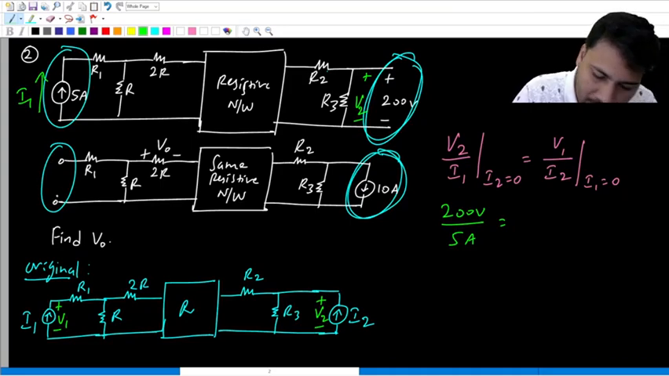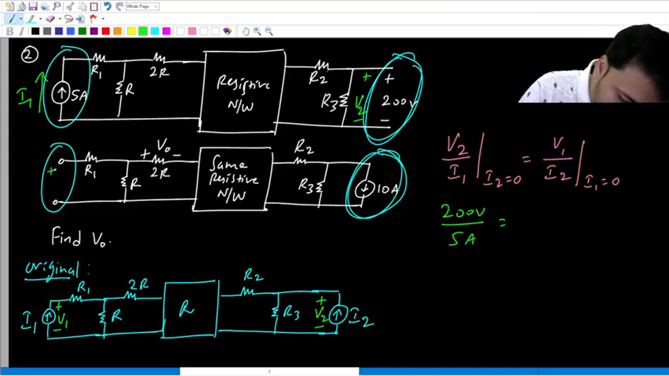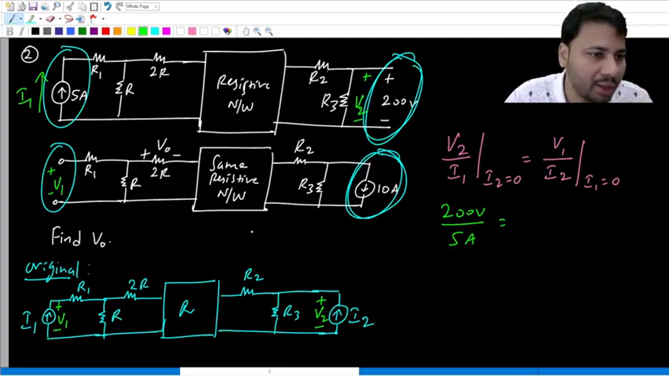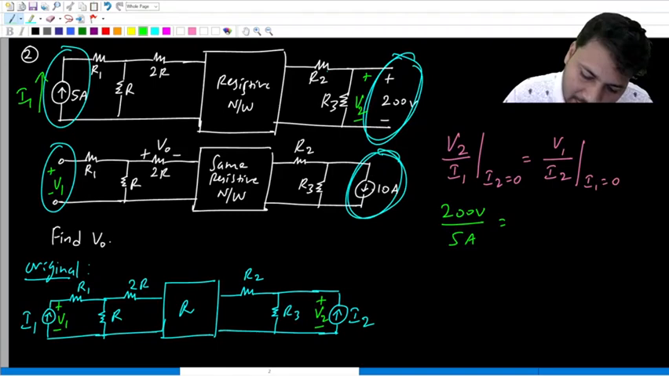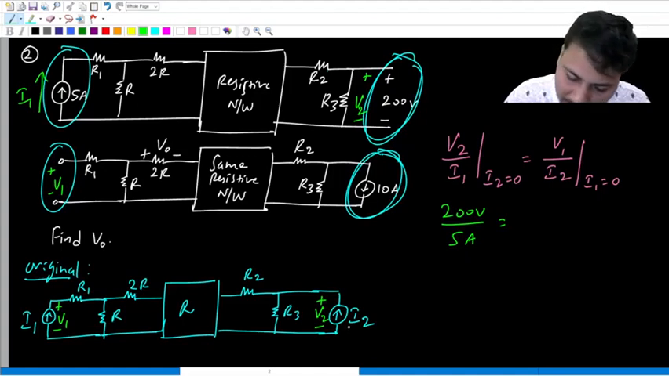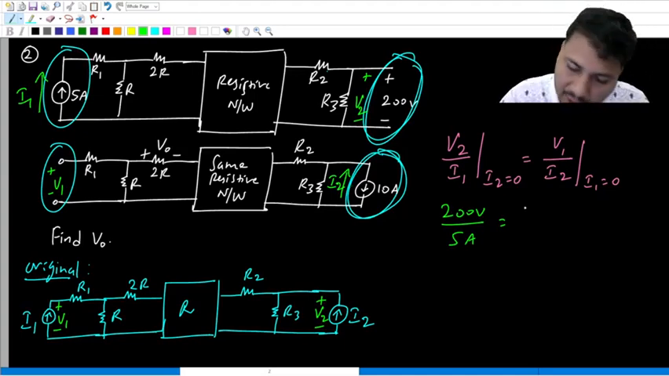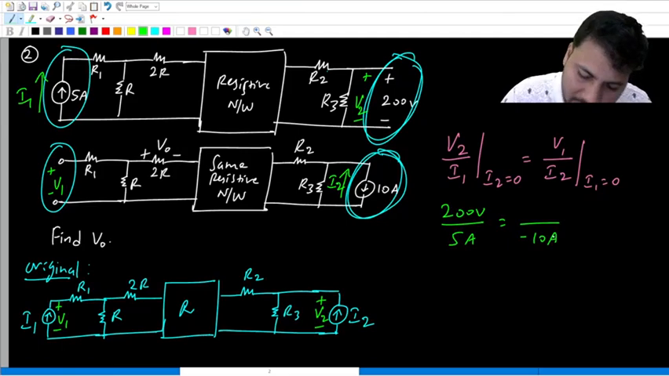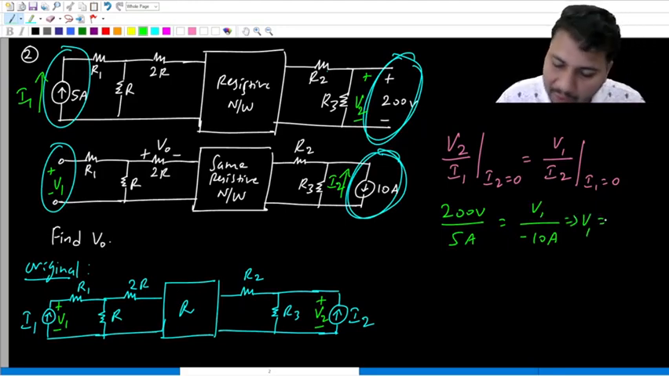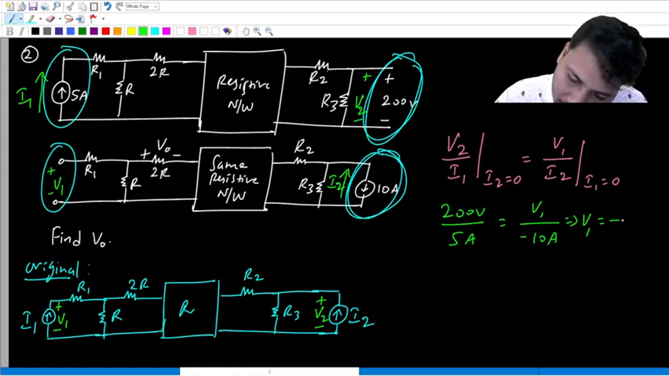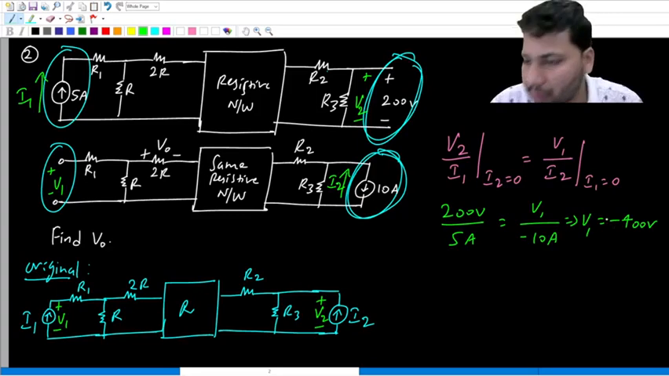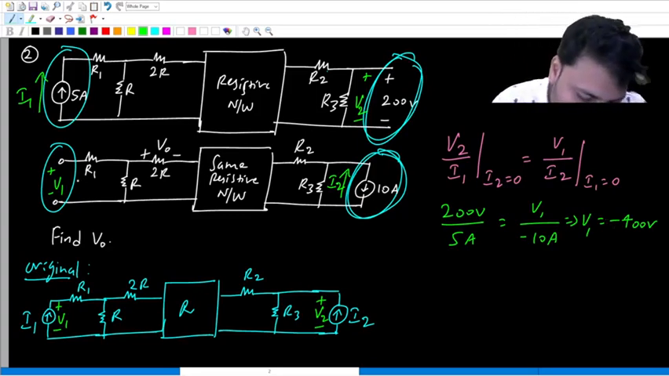In the second case, I1 is made 0. That is why you get this open circuit. And the voltage across this open circuit, we'll call it V1. Yes. And in the second case, this current source I2 is active, but the direction of I2 in the original circuit is upwards. So here also you take the current direction to be upwards. So what is the value of I2? It is minus 10 amps, because I2 is upwards, 10 amps is downwards. So from here we can find the value of V1, which is minus 400 volts.